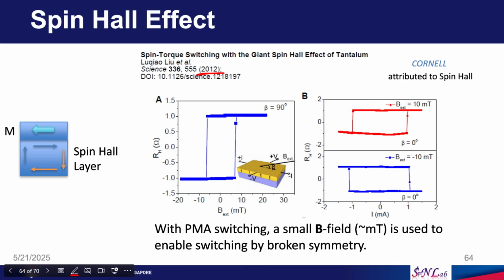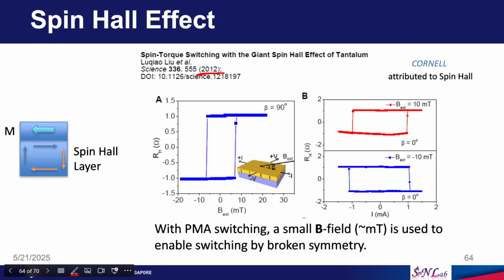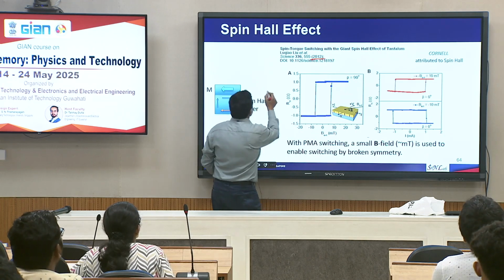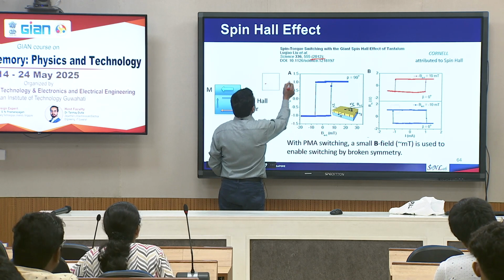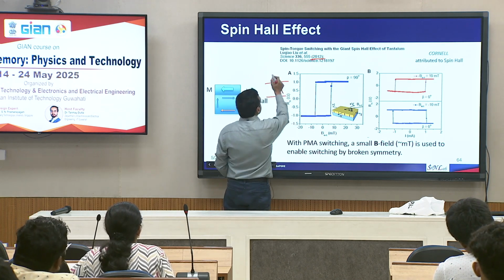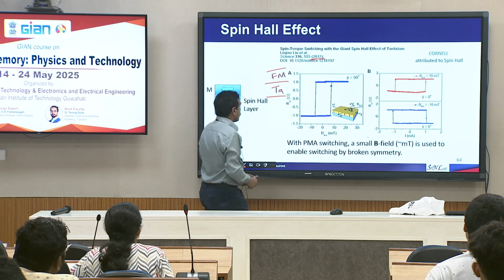Okay. So, in this case they deposit tantalum. Do they show the detail here? Okay, I think this is tantalum, even though the slide does not show. So, they have a heavy metal layer like tantalum at the bottom, then they have a ferromagnetic layer on top.